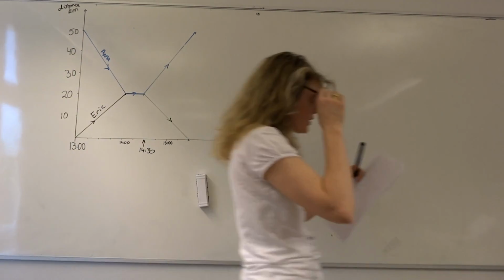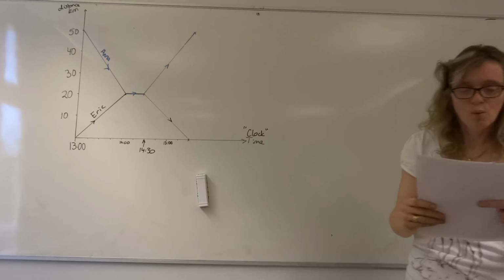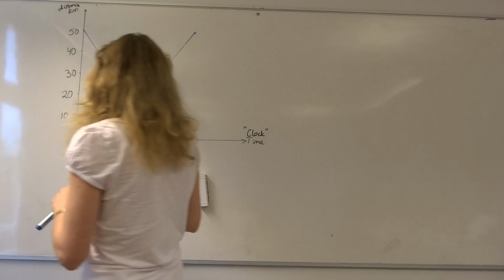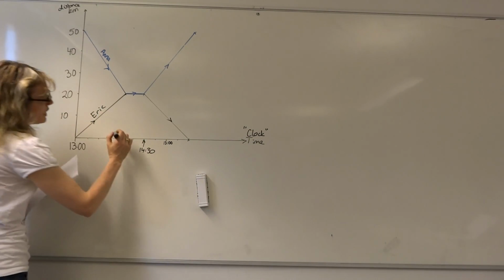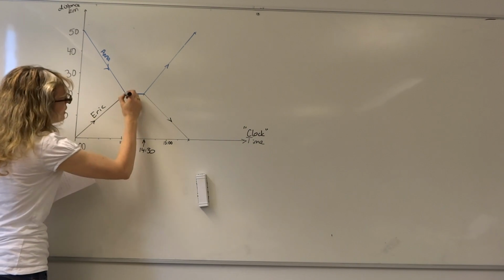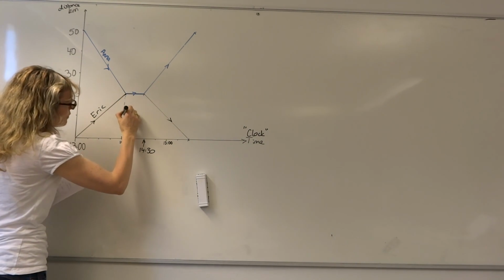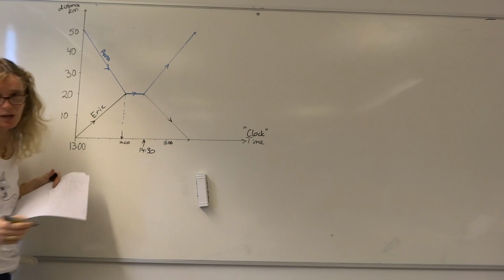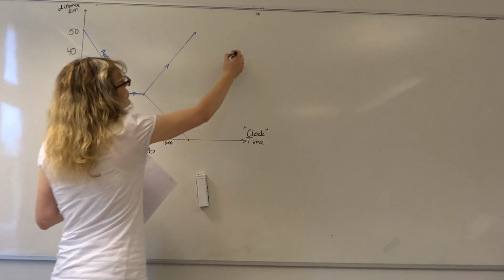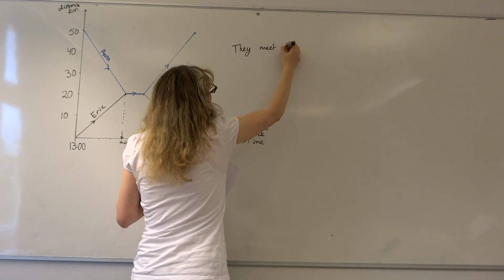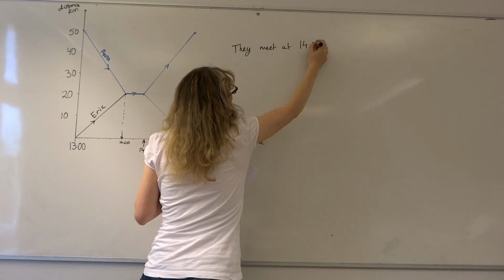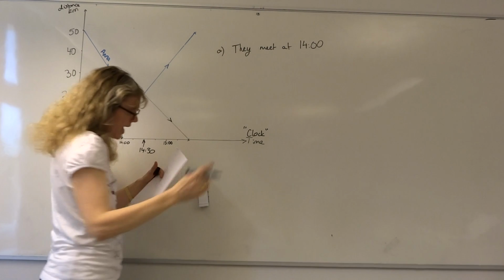And there were a number of questions they wanted you to answer. What time do Anna and Eric meet? Well, this is the point where they meet, so we just read up the graph, or read down from the graph at the meeting point, and read off the time off the x-axis. So don't forget to answer the question. They meet at 1400. Answer A.